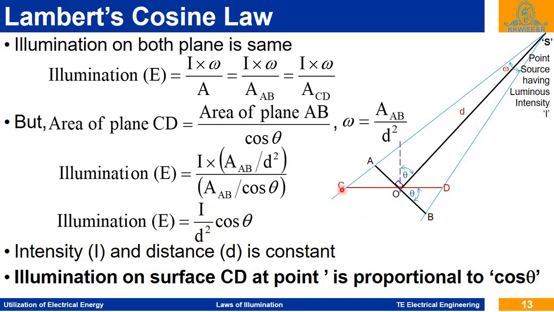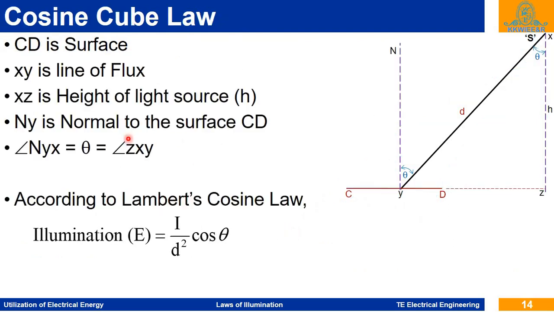So illumination at plane CD is proportional to the cosine of angle between normal plane, normal means which is normal to this incident light, and this inclined plane at an angle theta with this normal plane. So this is the Lambert's cosine law. Now we'll see the cosine cube law. So for this cosine cube law, we consider the surface CD.